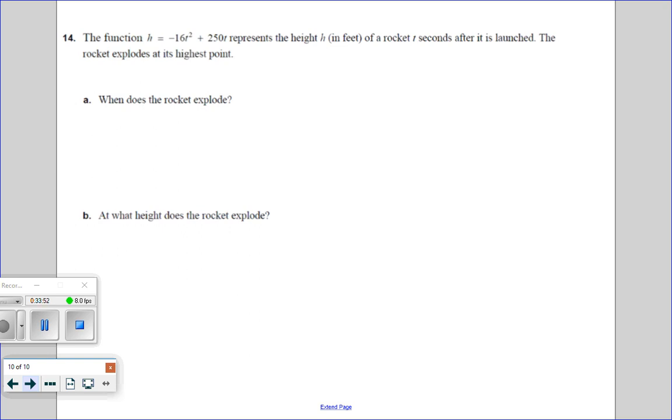So when does the rocket explode? When is talking about time, and time is my input. That's kind of the equivalent of x, right? So when does my rocket explode? We really are talking about the x coordinate of the vertex. Because that's our input, and in this particular problem, time is the input in the original function.